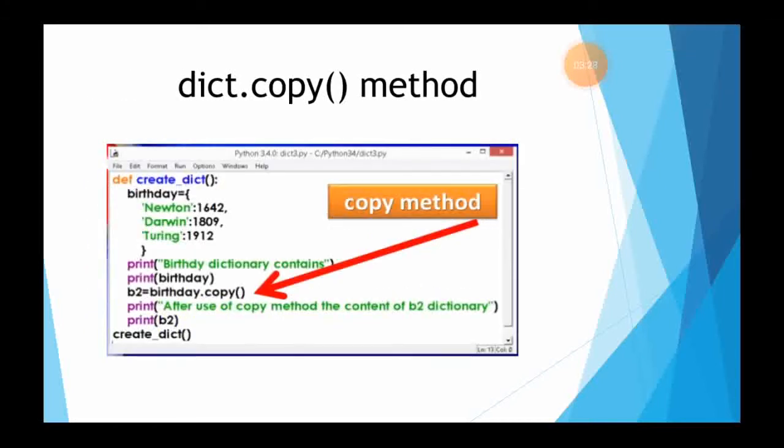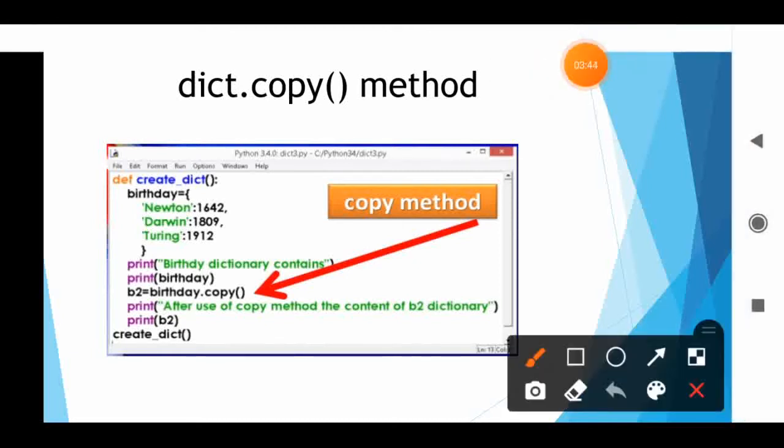The second method is the copy method. You can read the function line by line. Define a function with the keyword def, the function name is create_tick. After that we have created a dictionary named birthday, the same dictionary values we created in the last class. Print a statement saying the birthday dictionary contains, it will print. The next statement is print birthday, so the whole dictionary value will print.